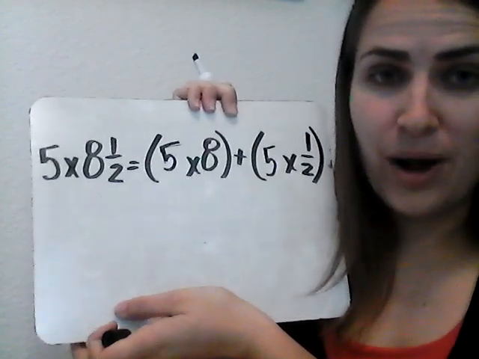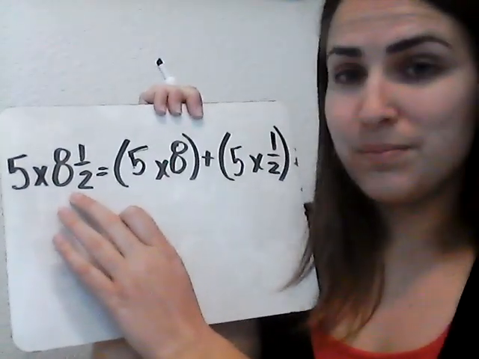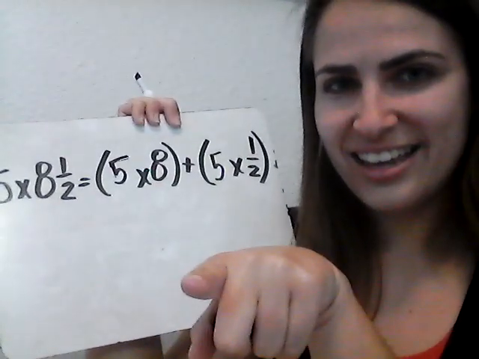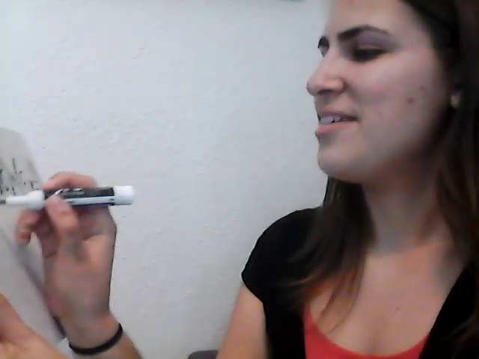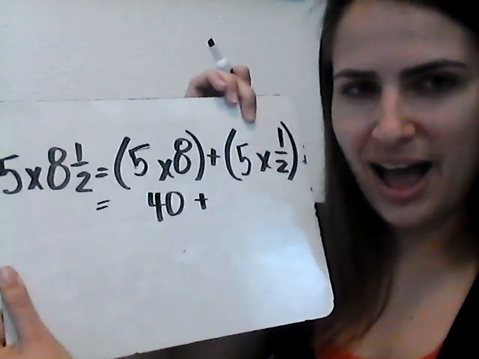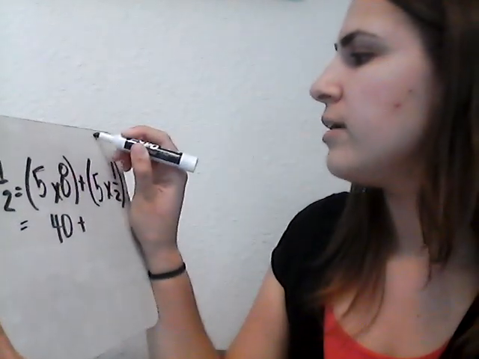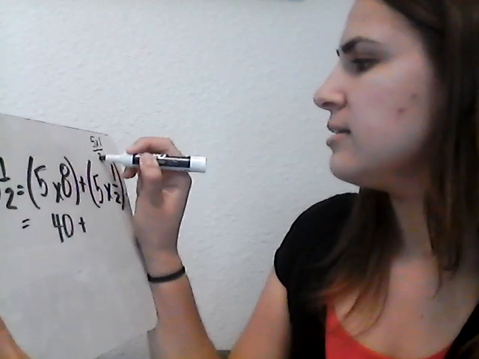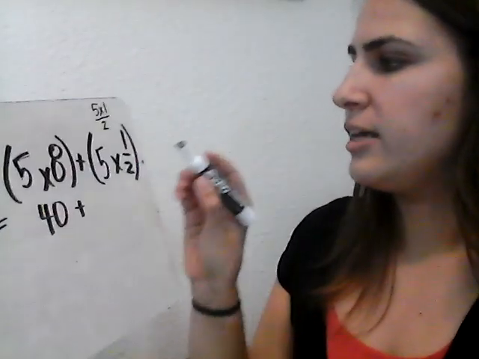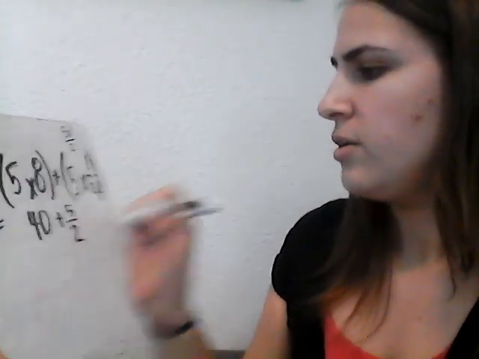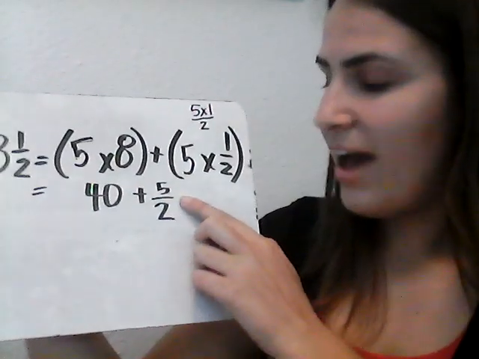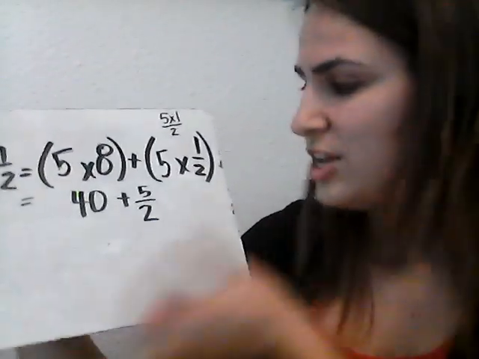Alrighty, then using the distributive property helps us to break apart this number, so it's a little easier to multiply. So 5 times 8 is, you're right, 40. So we know that we are adding together 40 plus 5 times 1/2. Remember, 5 times 1/2 would look like this: 5 times 1/2 gives us 5 halves. So 40 plus 5 halves. Now we need to break 5 halves into a mixed fraction.